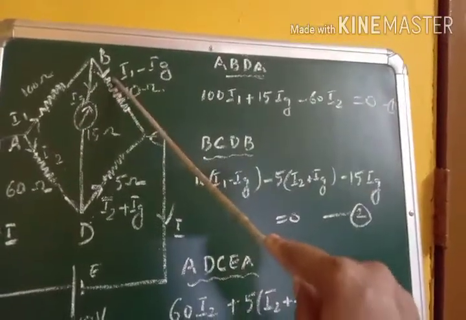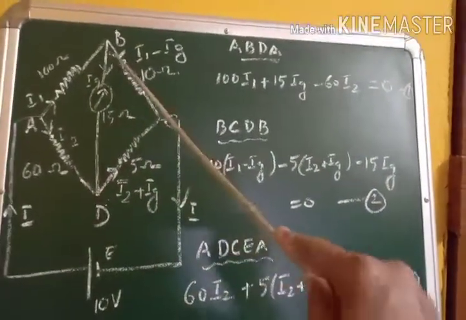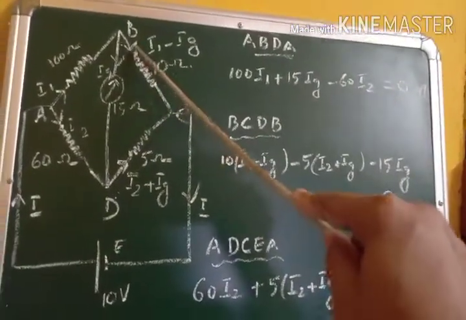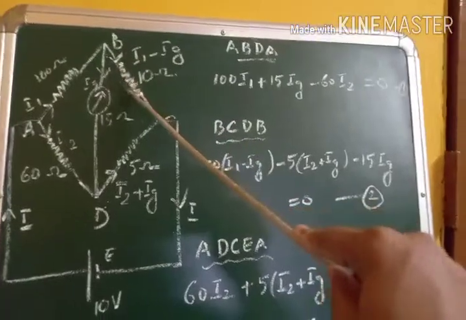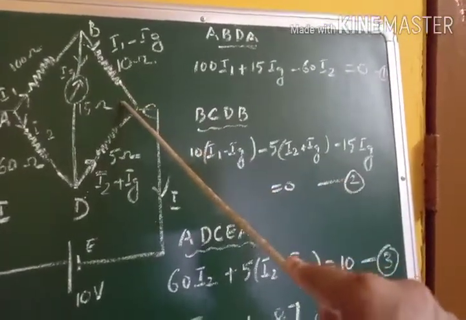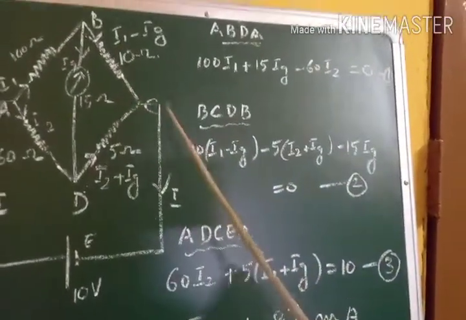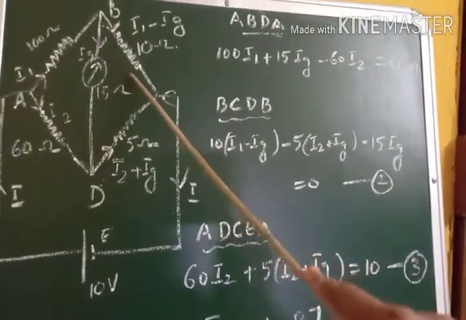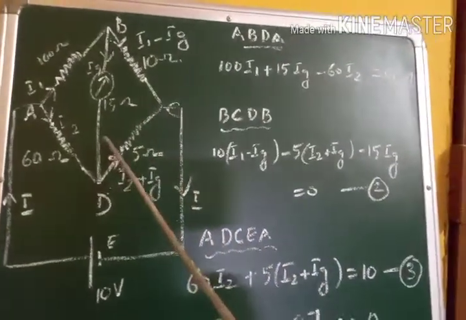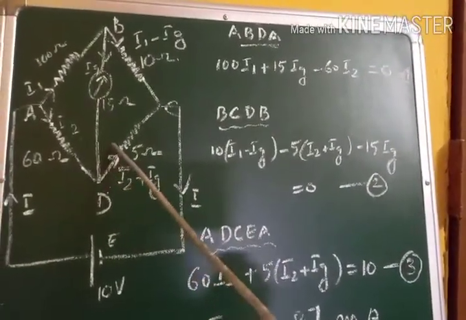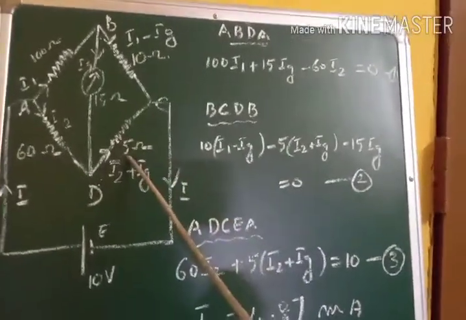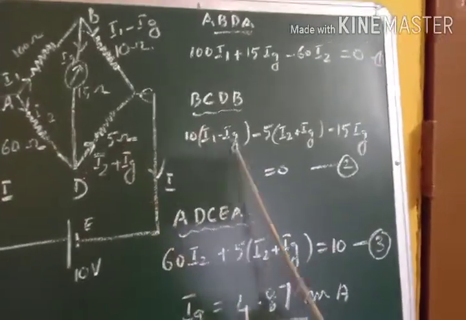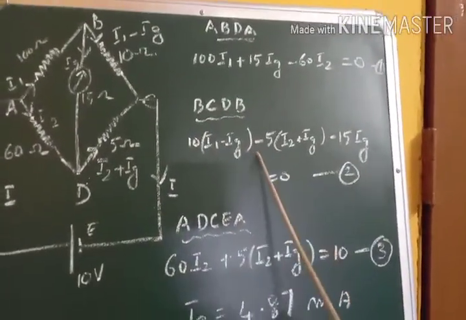So consider one more loop, say BCDB. So BC, in this way it is getting traversed. Direction of current I1 minus Ig and direction of traversal are both in the same direction, so it is positive. So 10 into (I1 minus Ig) is positive. Then this is the direction of traversal, current I2 plus Ig is in the opposite direction. So PD across this 5 ohm will be negative. So I have written minus 5 into (I2 plus Ig).